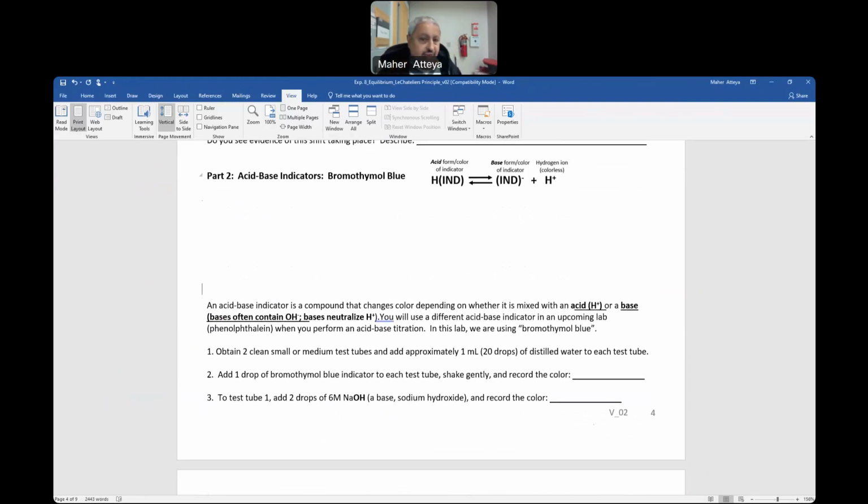So we have an indicator. As you can see, this is bromothymol here. Just write it here. This is an indicator. We talked about the indicator before. What are those indicators? Indicators are organic dyes. Whenever you change their medium, the acidity or basicity of the medium, they change their color. Are you following me here?